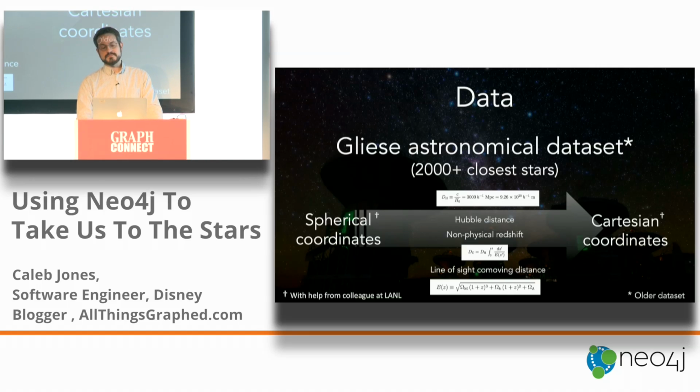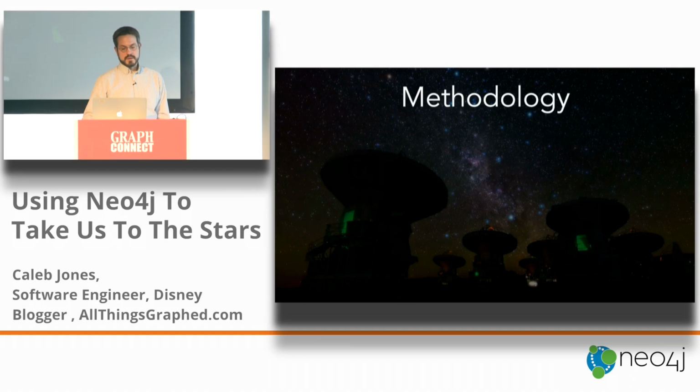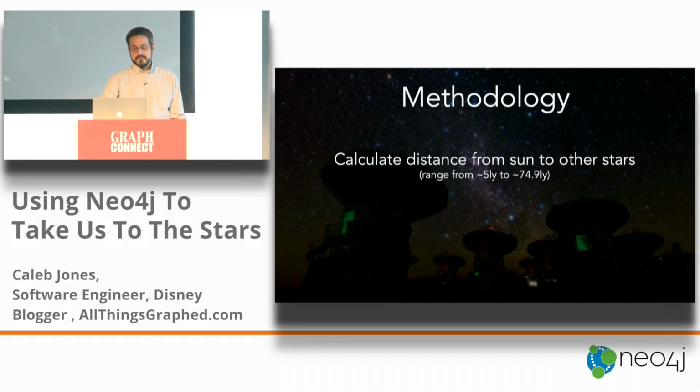So now we can start asking these questions. How far would we have to be able to travel for our stellar neighborhood to open up to us? Okay. So how would we do that? Well, the first thing you need to do is calculate the distance from us to all the other stars in this data set. It turns out that is a range of about 5 light years to about 75 light years.